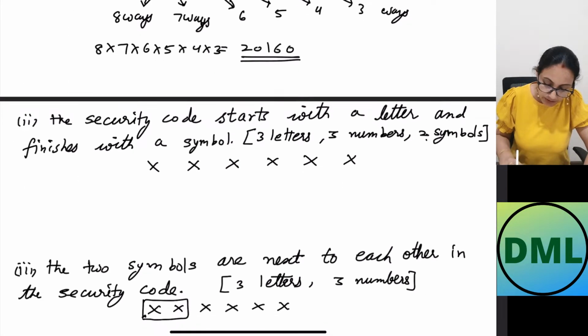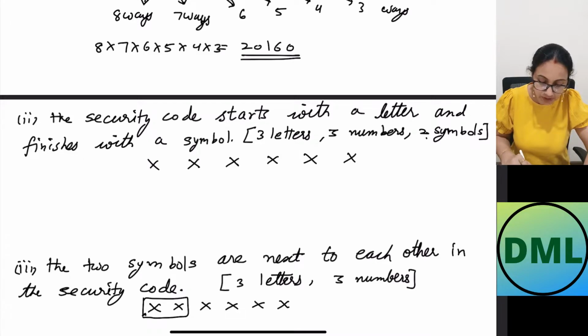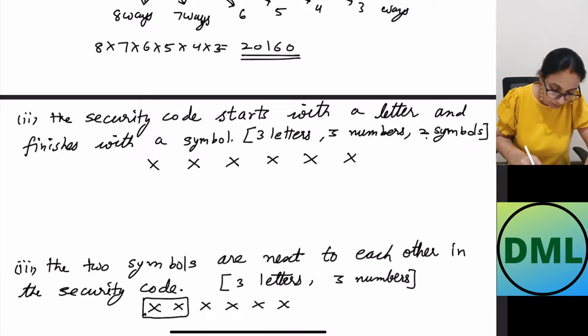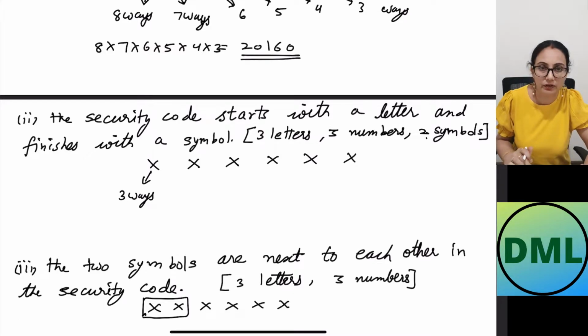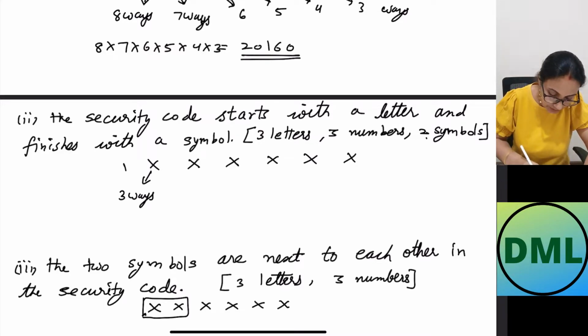The security codes start with a letter and finish with a symbol. So there is a 6-digit code. As you can see, there are 6 crosses in front of you. Now it should start with a letter. Now 3 letters are available with you. To fill the first place, we have 3 ways to do it. You have to place any one of the letters here. Let's suppose that you have placed A here.